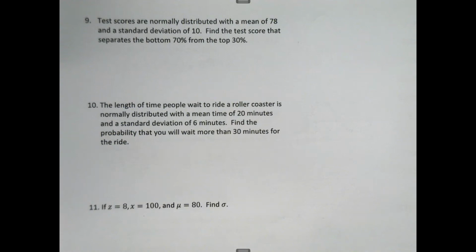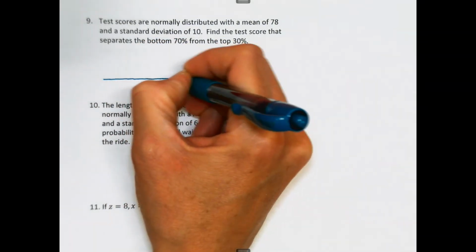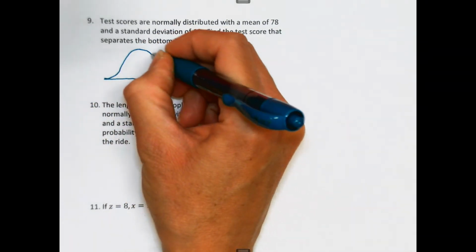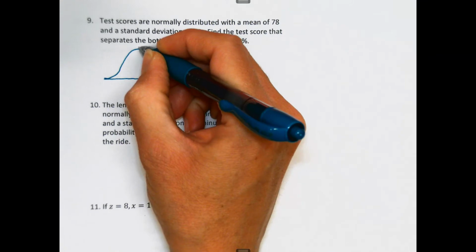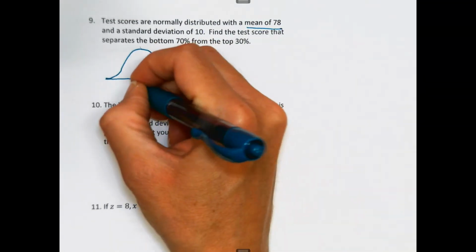Test scores are normally distributed with a mean of 78 and a standard deviation of 10. Find the test score that separates the bottom 70% from the top 30%. We're going to start by drawing a picture of our normal distribution. And in the middle, we're always going to put our mean, which in this case is 78.